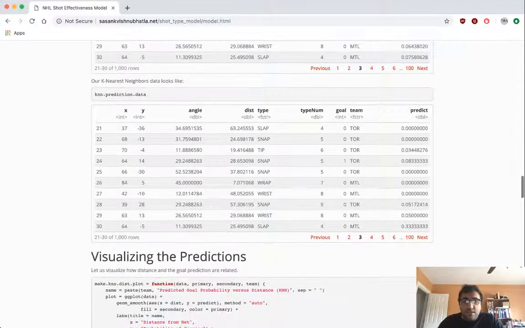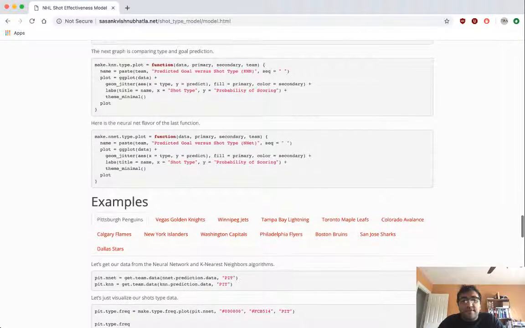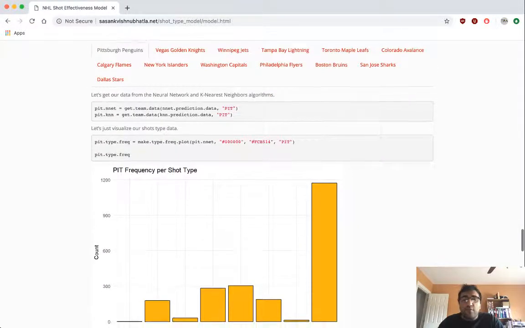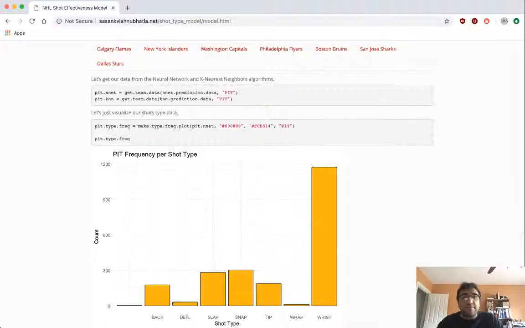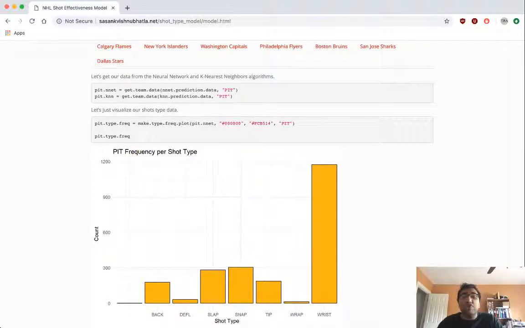And so we can start visualizing these. Before we start looking at the visualizations of what the model shows, I want to look at the frequency of these shots. For example, here is the Pittsburgh Penguins and their frequency. We see the Penguins are a very wrist shot heavy team. That's important to know because that's primarily how a lot of their goals come from. But also we see backhanders are almost equivalent to tips, and slap and snap shots are pretty similar.